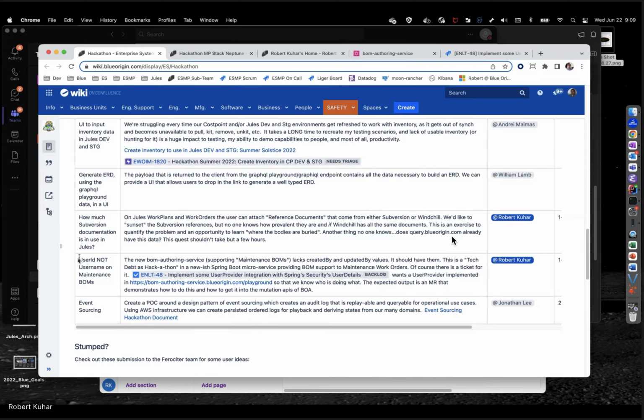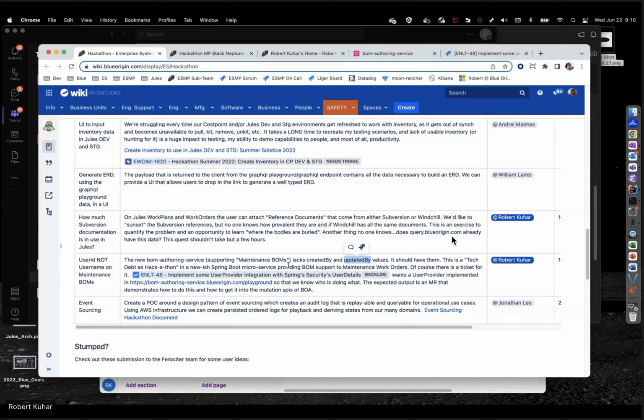A second one I'm trying to pitch for is we have this thing called the bomb authoring service that was introduced for maintenance bombs. And it was rushed is not the right word. We did minimal viable product when we put it into production. And so currently it's running without the created by and updated by. You know, what user created one of these T-bombs, who updated one of them.